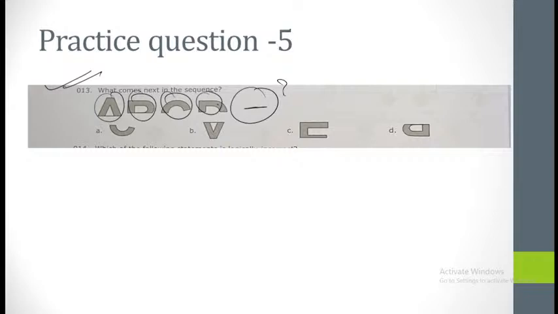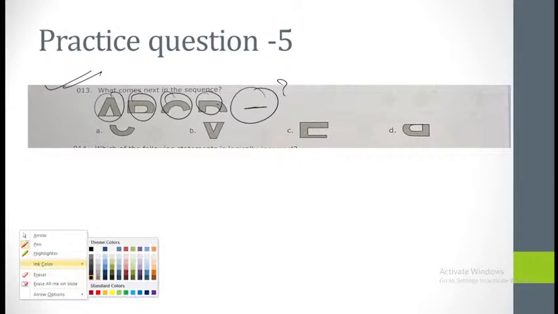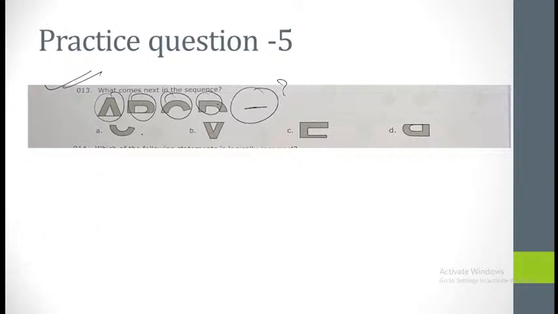Very good everyone. Excellent. Yes, answer is option number C. That is, if you observe it very nicely, this is A, this is B, this is C, this is D, so it would be E. Okay, so this is the answer for this particular question. Easy question.